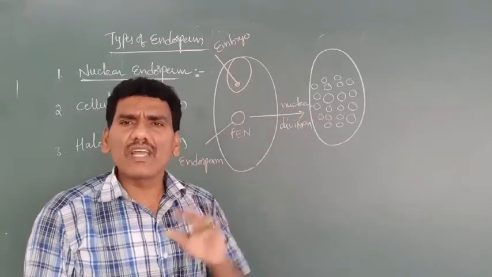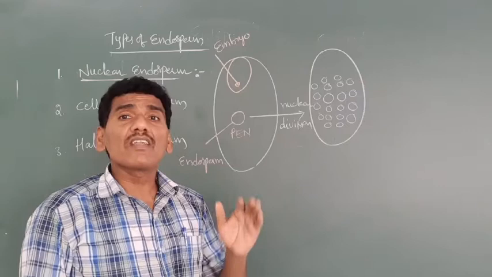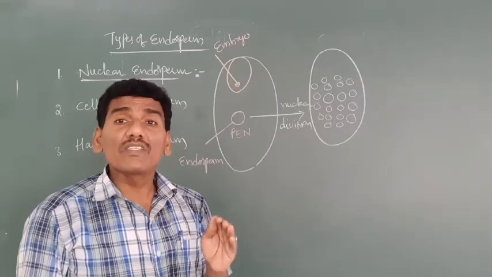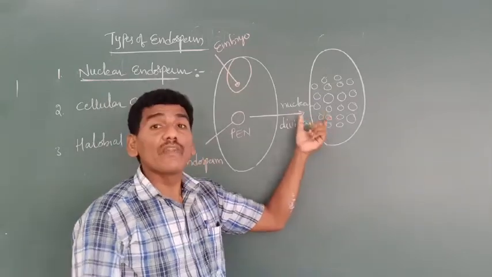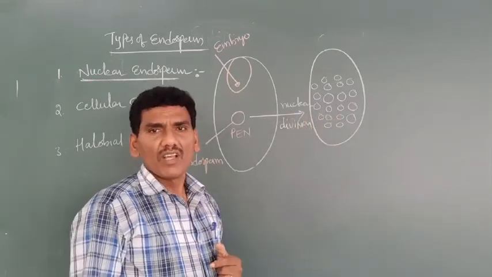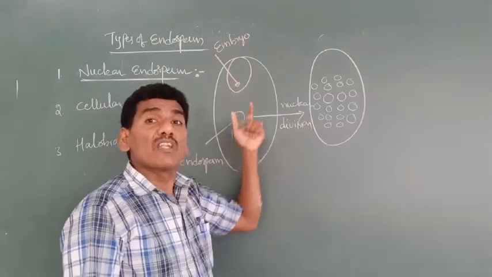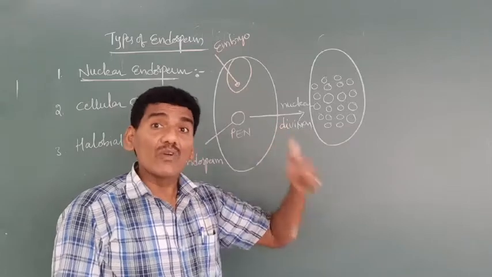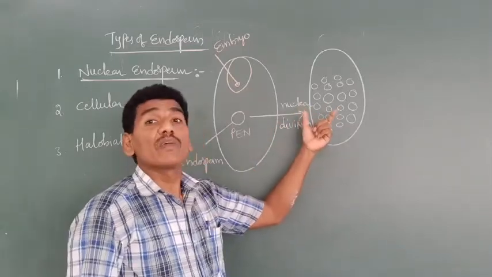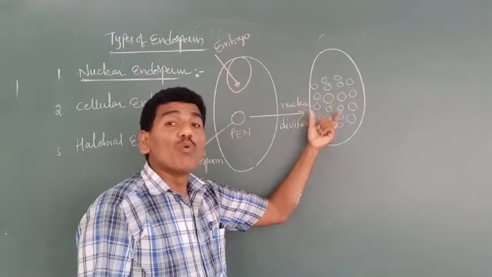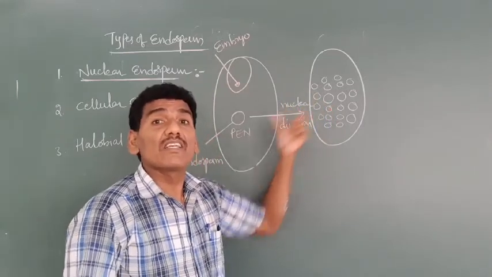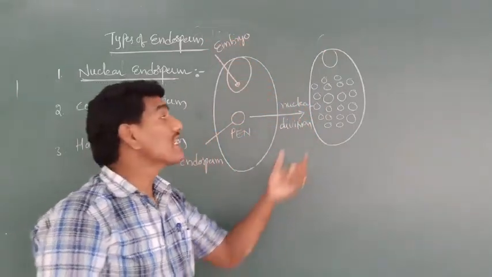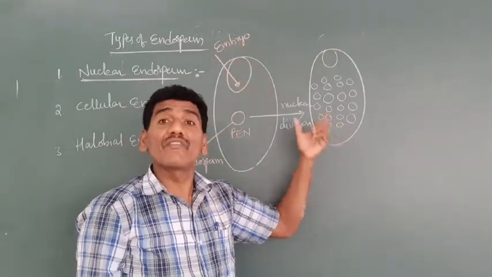What is meant by karyokinesis? The division of the nucleus is called karyokinesis. What is meant by cytokinesis? The division of the cytoplasm is called cytokinesis. In the nuclear endosperm, the primary endosperm nucleus undergoes repeated karyokinesis, but it is not followed by cytokinesis. That's why many nuclei are present inside the embryo sac. There are thousands of nuclei thus formed.